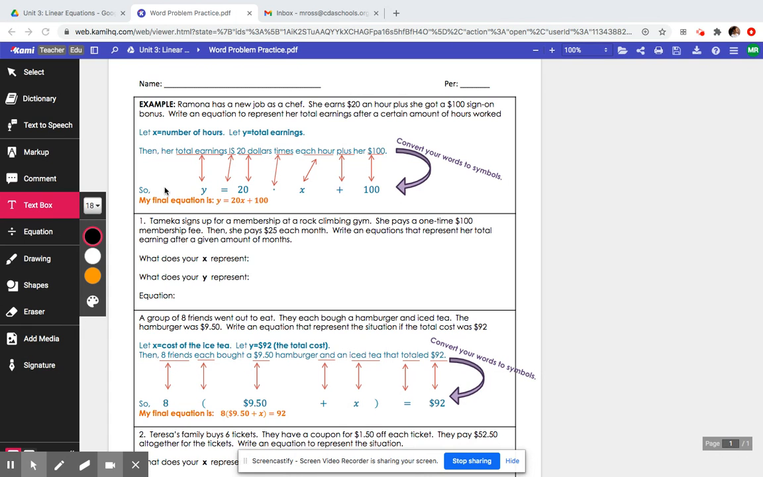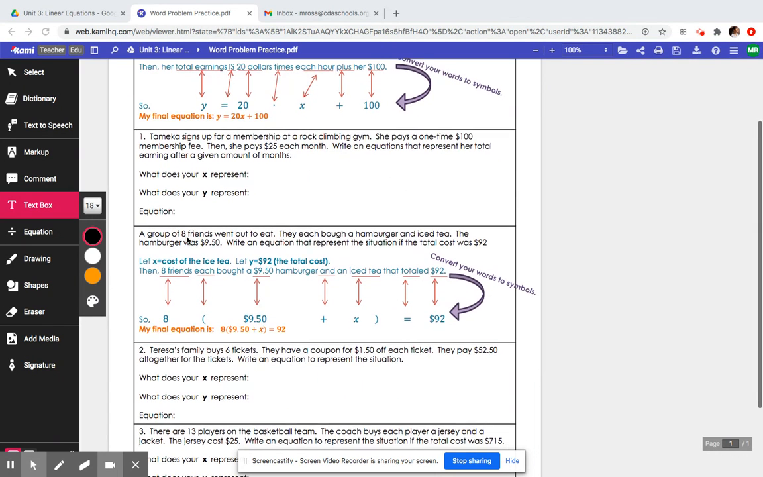So her total earnings, y, is $20, so $20 would be your m, times each hour, which is your x, plus, because there's the word plus, we know we're adding, her $100. And so our final answer would be y equals 20x plus 100. You can go ahead and try one.